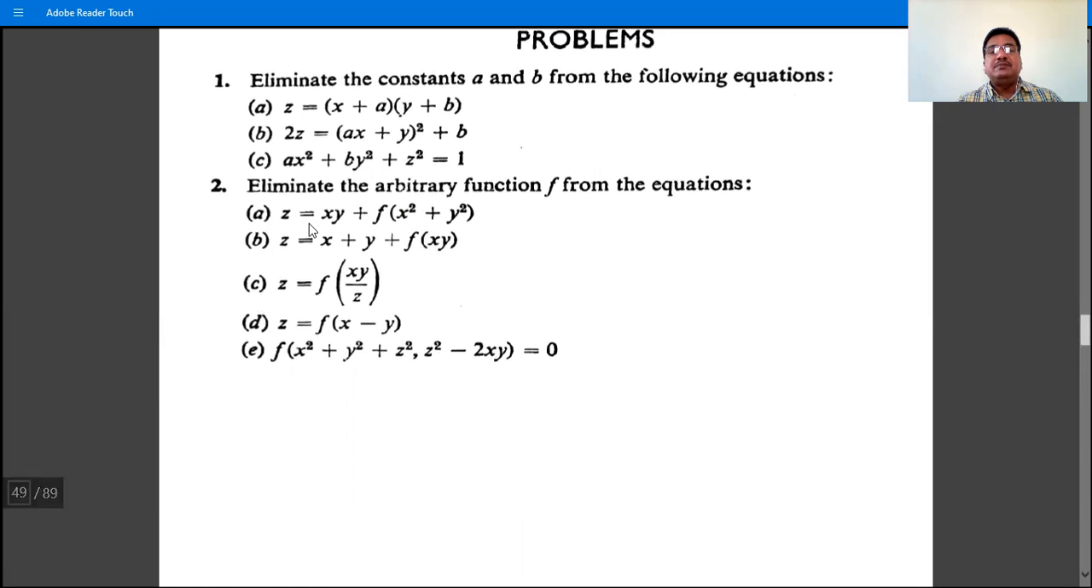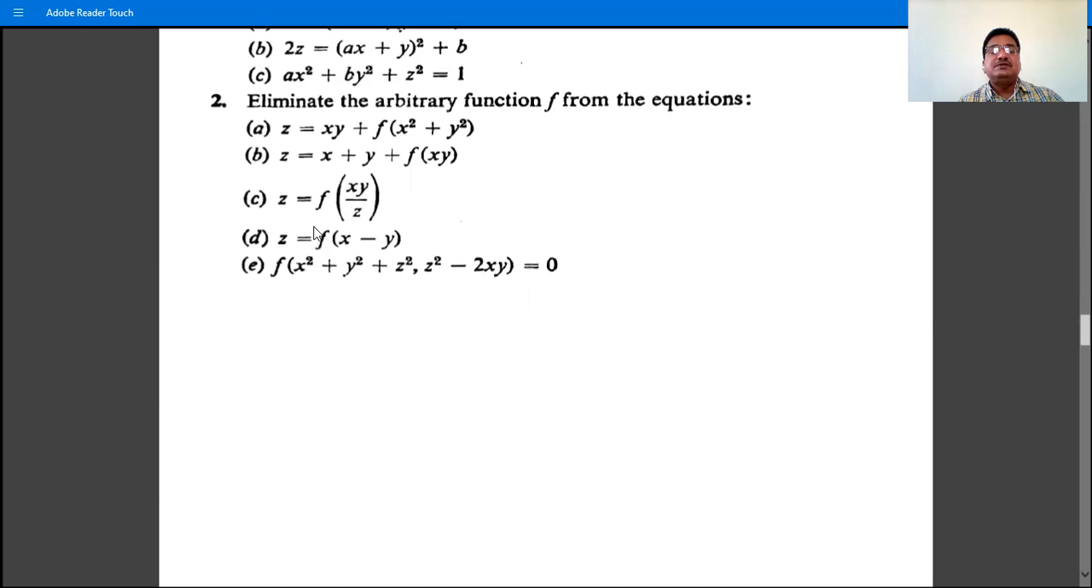The second type problem, z is equal to x into y plus f of (x square plus y square). Now we have to eliminate the arbitrary function f here, and form the corresponding partial differential equation. That is again, this is equation number 1, differentiate with respect to x and then with respect to y, and from equations 2 and 3 we have to eliminate this function. Okay, so the answers of these problems are already given. z is equal to f of (x into y by z).